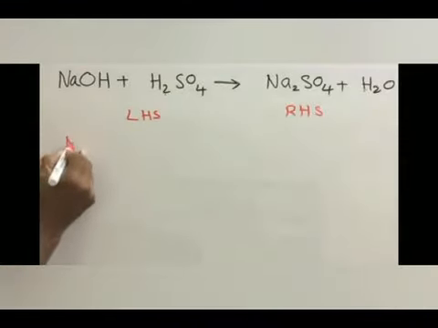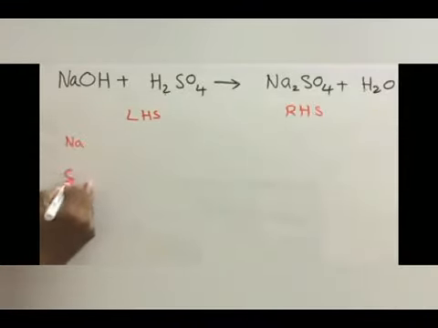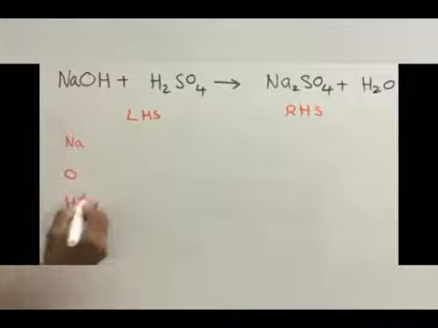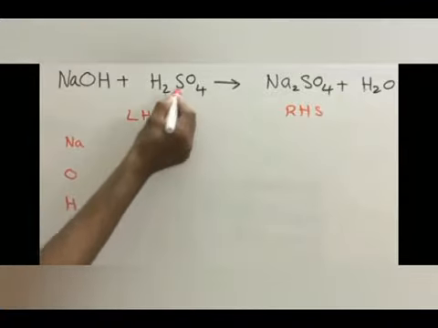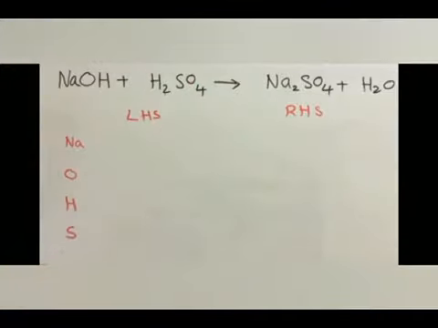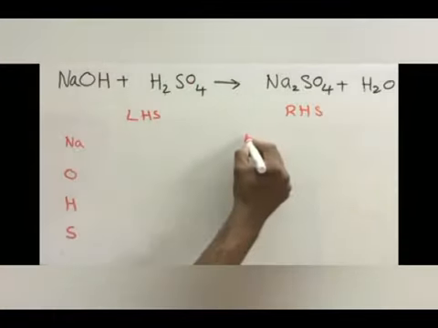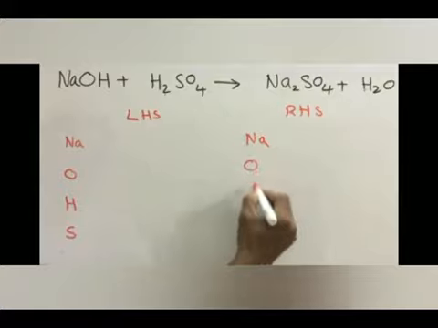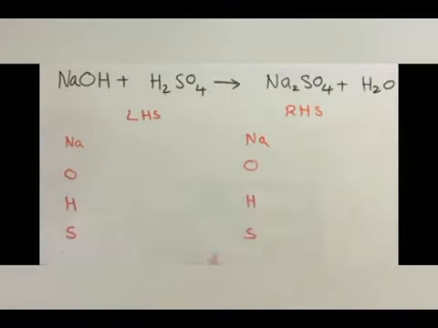Sodium hydroxide plus sulfuric acid gives rise to sodium sulfate and water. Write down the elements as usual. Sodium, oxygen, hydrogen, sulfur. Oxygen is already present. Same way you write on RHS. Sodium, oxygen, hydrogen, sulfur. Now get the atoms.